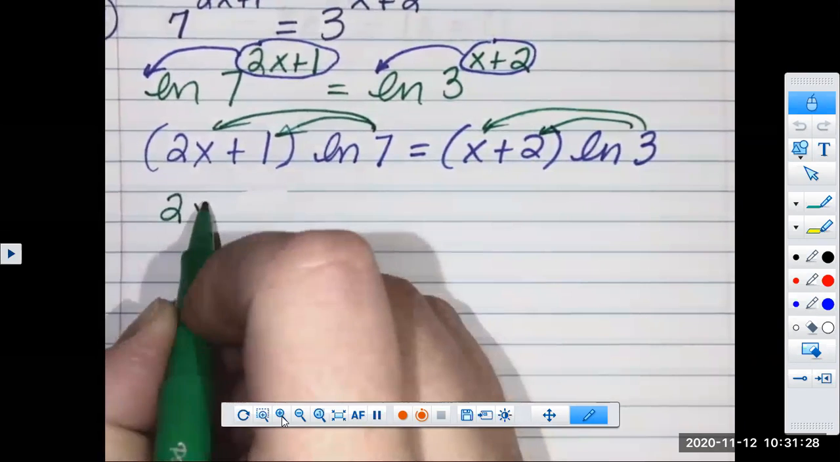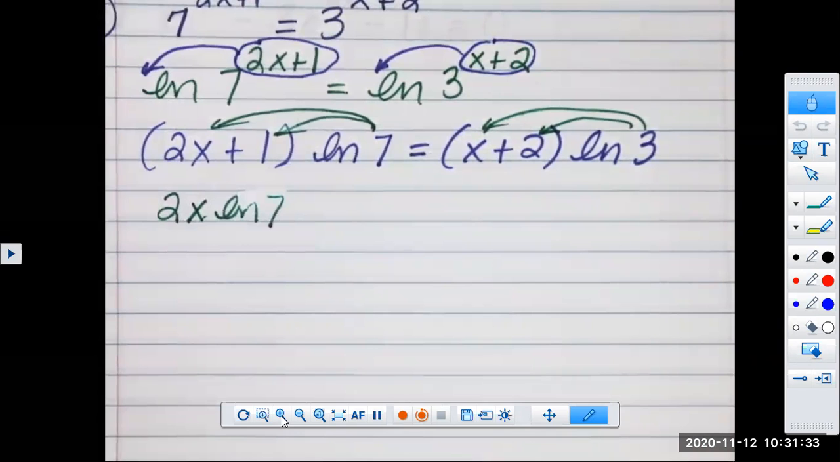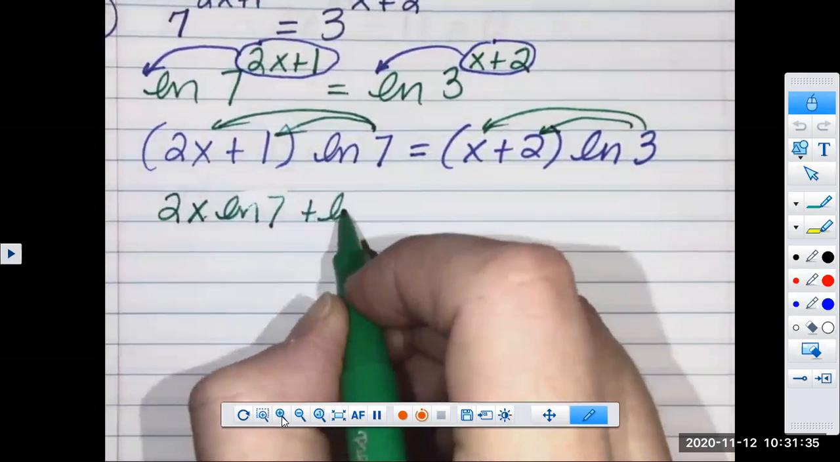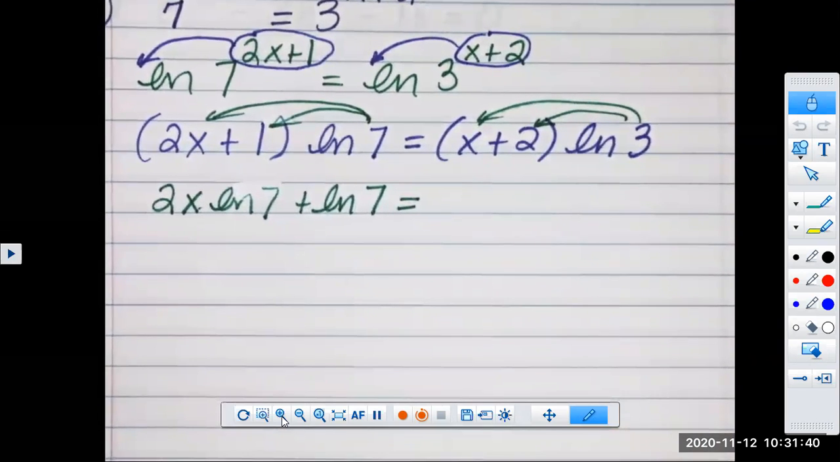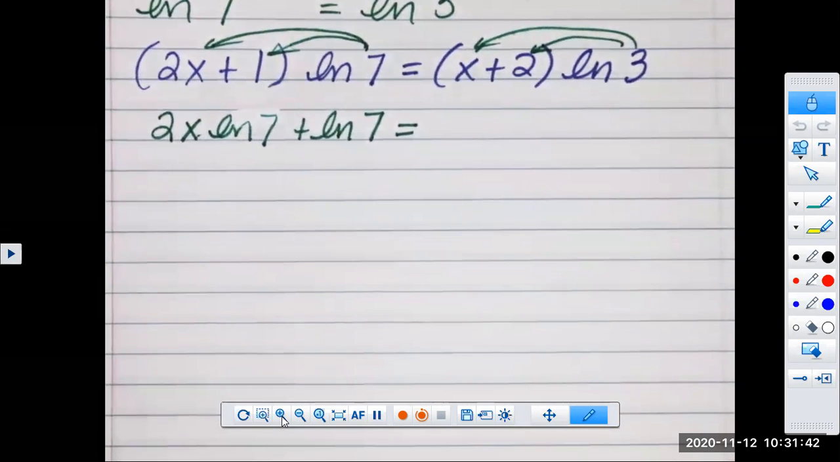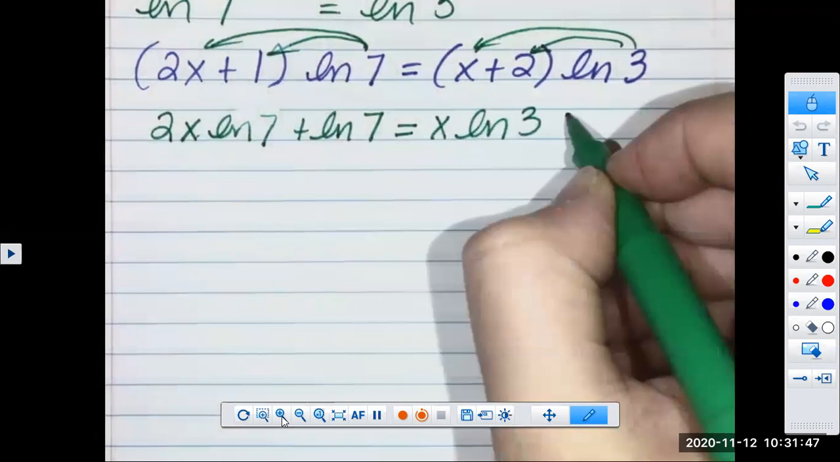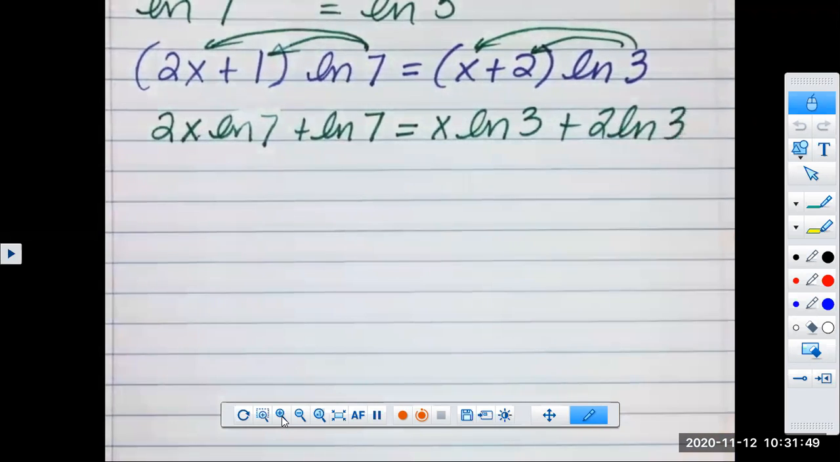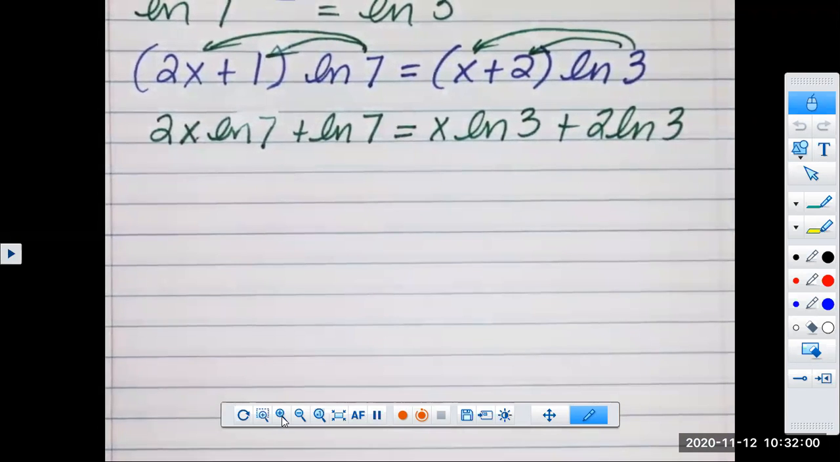This is going to give you 2x natural log 7 plus natural log 7 equals x natural log 3 plus 2 natural log 3. And once again, natural log 3 and 7, they're just a value. So try not, I know it looks gross.